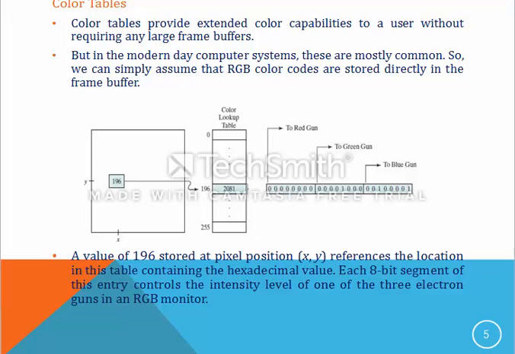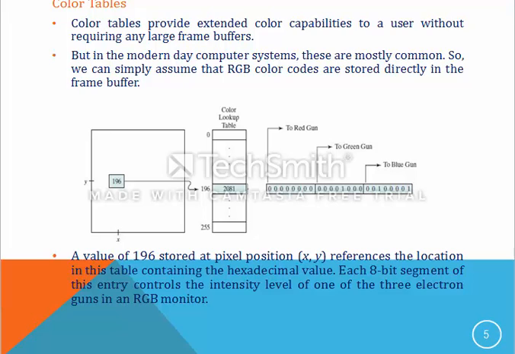So coming to color tables. Color tables are an alternate means for providing extended color capabilities to a user without requiring large frame buffers. Traditionally, this was an important consideration, but today, hardware costs have decreased dramatically and extended color capabilities are fairly common, even in low-end personal computer systems.